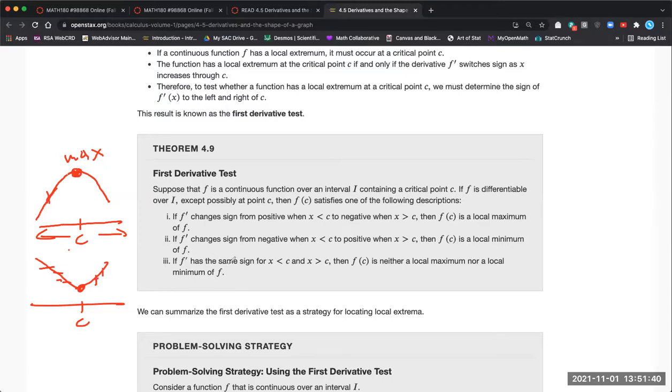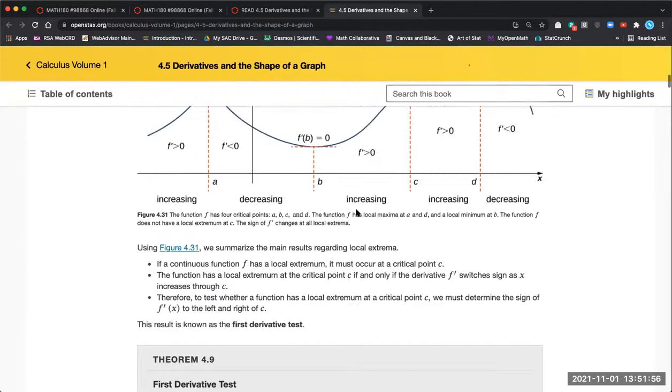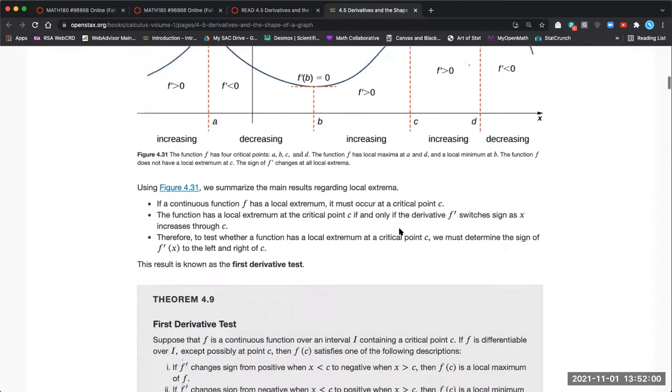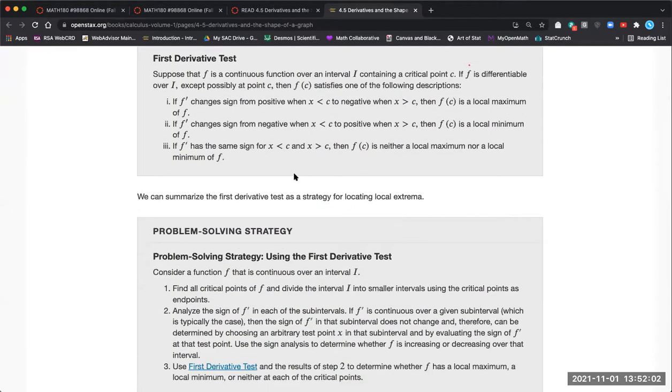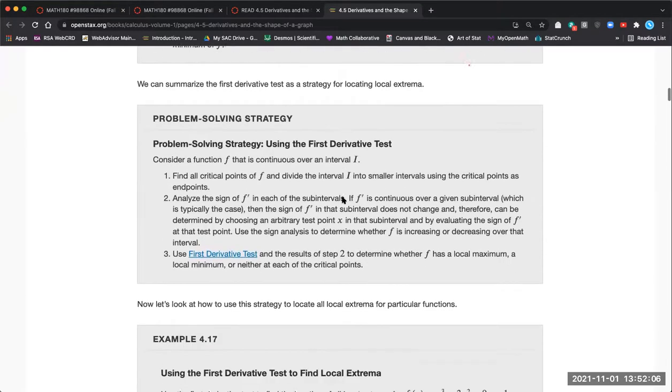Now, if f prime has the same sign, then f of c is neither a local max nor a min, right? It stays the same. It continues to increase. That was an example we saw in that other drawing, where it was increasing and then increasing. So this is neither a max nor min. And so these are the summarized ideas of the first derivative test that we're going to apply.